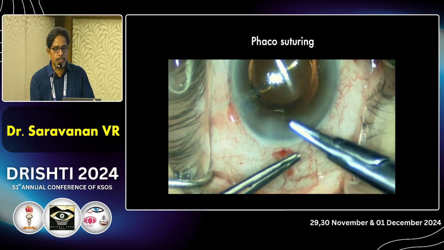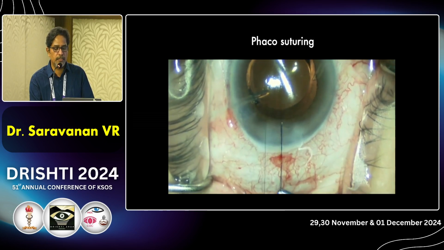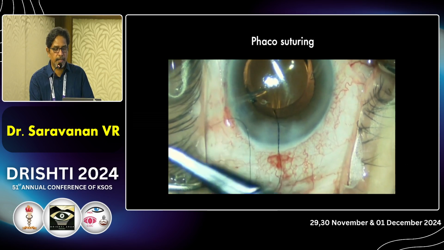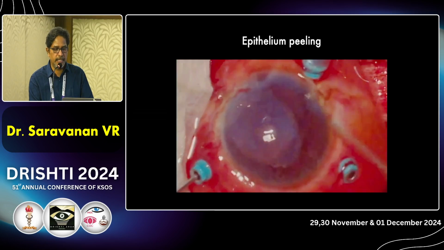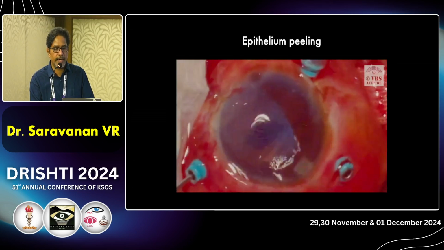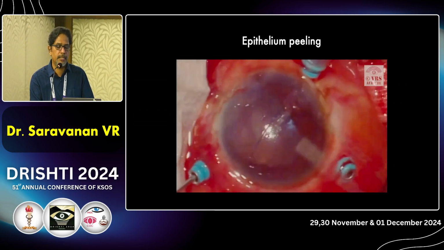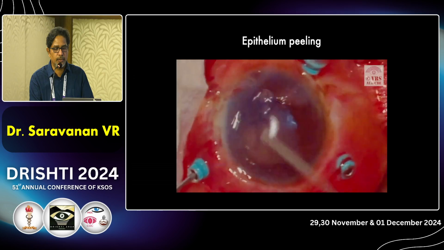In case the wound is not very tight and it's leaking, don't hesitate to put a suture. It makes life much simpler for the retina surgeon who is going to take up the main surgery later on. In case the cornea is edematous, you can always peel the epithelium, or if you want to preserve the epithelium in diabetic patients, you can use topical glycerin to make it better.